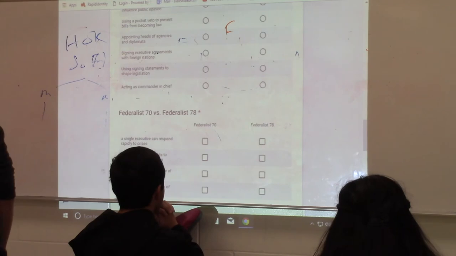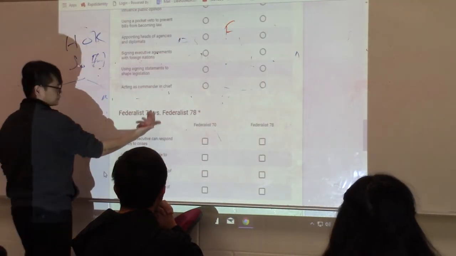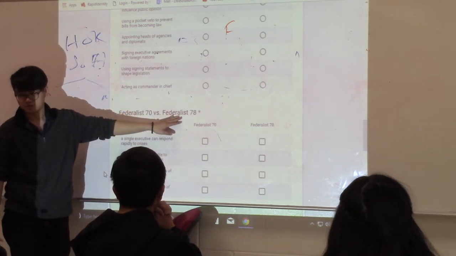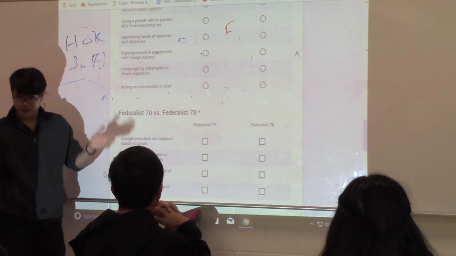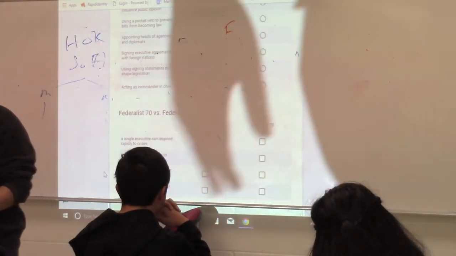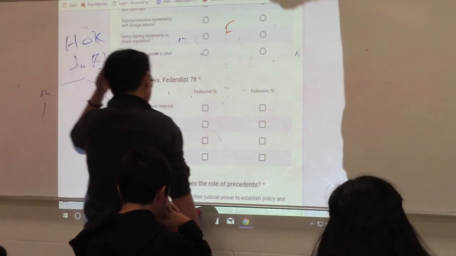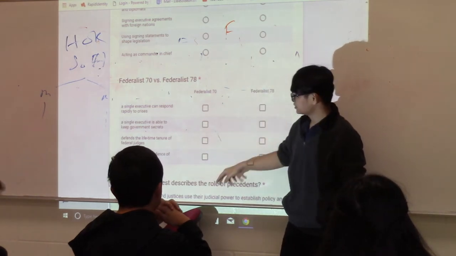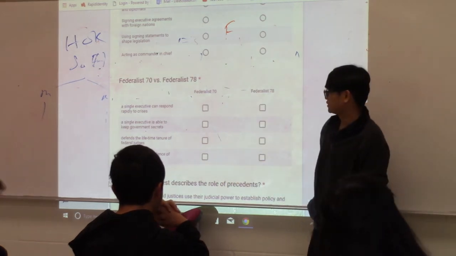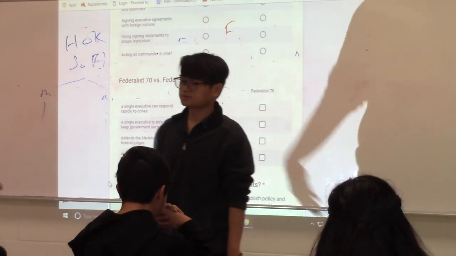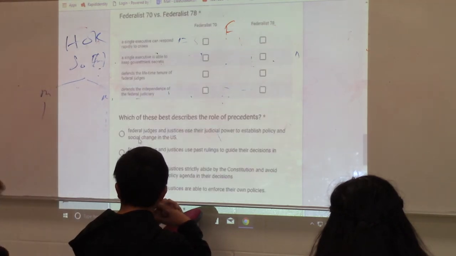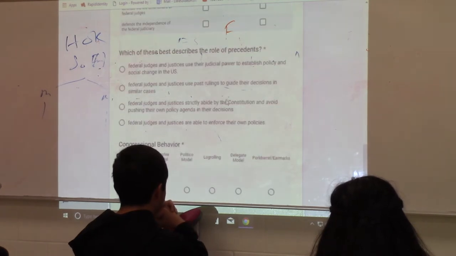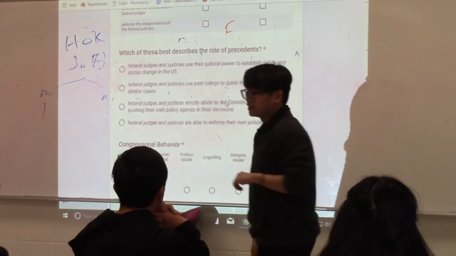So everybody good with 70 and 78? 70 is about which branch? The president, the fact that he's the only one there. And 78 is about the Supreme Court, the judicial branch, and how they're independent, how there's no outside pressure that can force them to decide one way or another. So obviously, single executive, that would be 70. You can remember it by the second article and the third article. Yes, exactly.